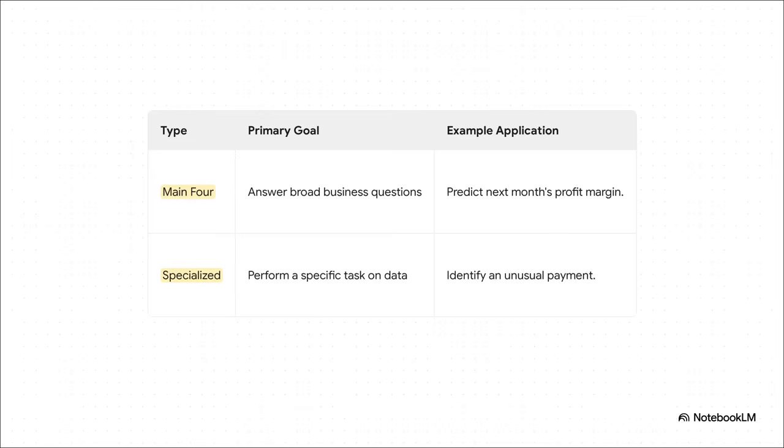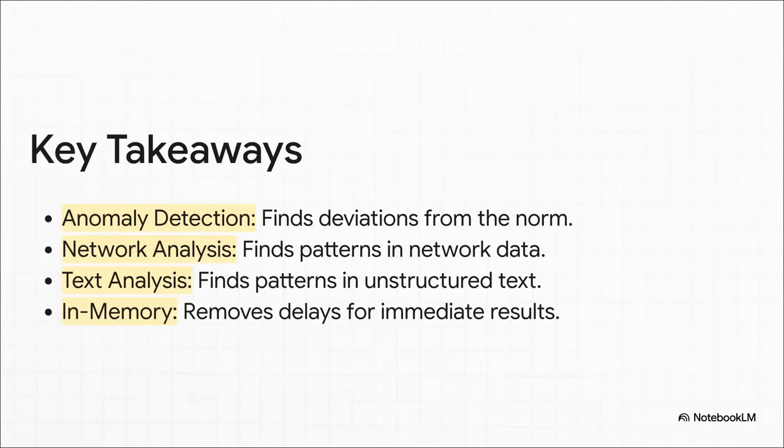Think of the main four as your overall strategy and these specialized tools as the specific tactics you use to get the job done. So, to really simplify it, the four main types give you the strategic framework. These specialized tools are the instruments you use for those targeted tasks. Anomaly detection finds the weird, network analysis finds the hidden connections, text analysis finds the meaning in all the words, and in-memory analytics, it just finds the answers fast.